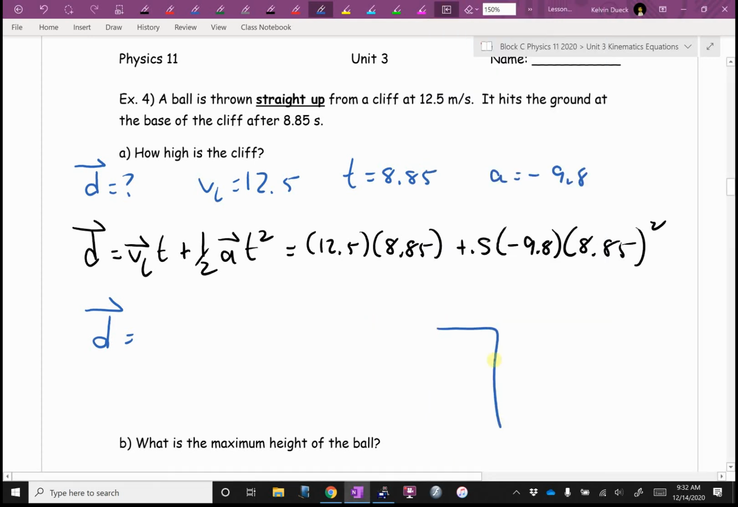Remember the picture that I drew? We're standing right here. Are we ending up above or below from where we started? How would we indicate below in directions? Negative. It's a displacement. So it's telling you you ended up below from where you started. That's a confirmation that actually I probably did this right.